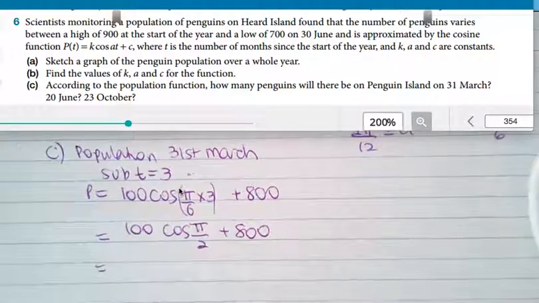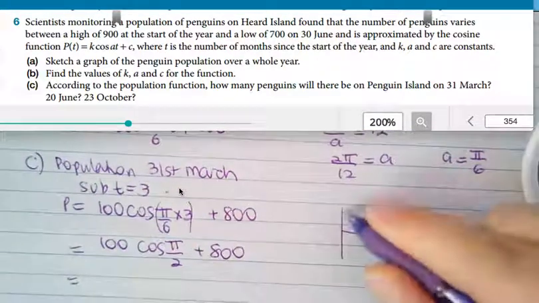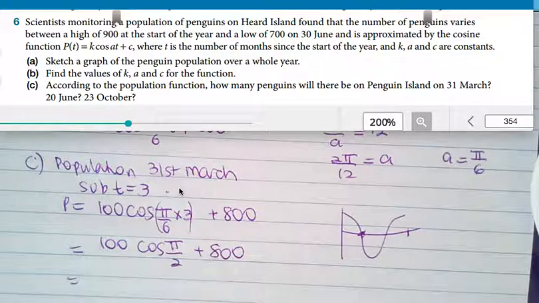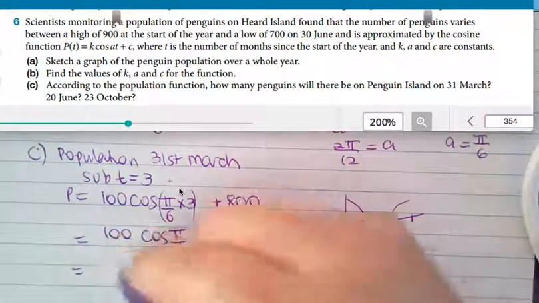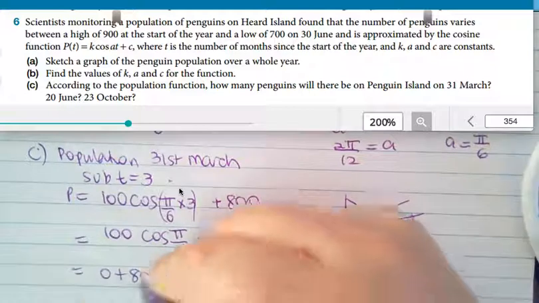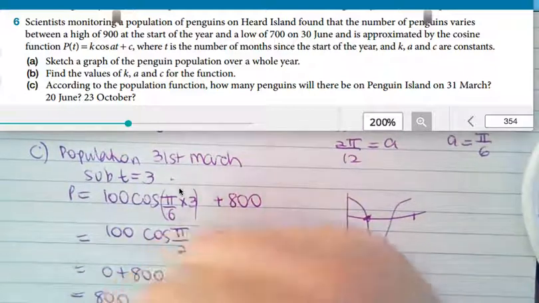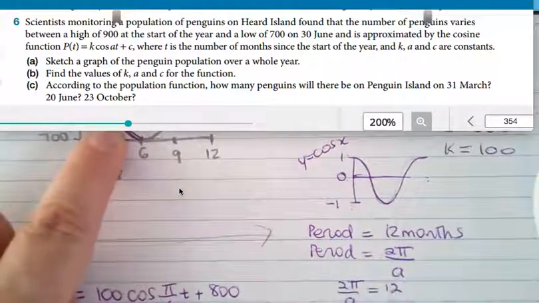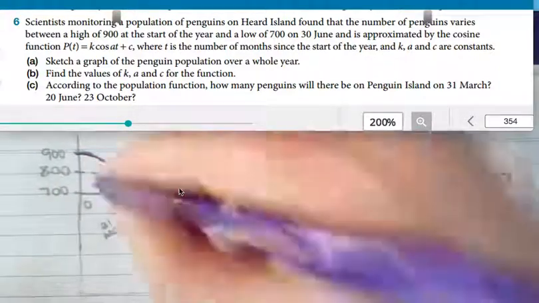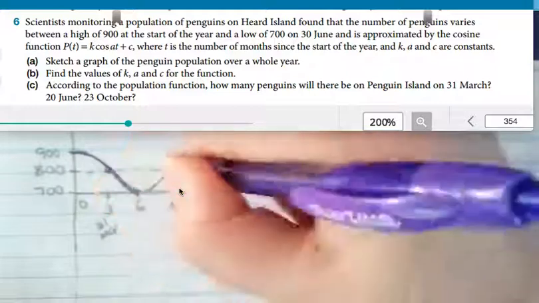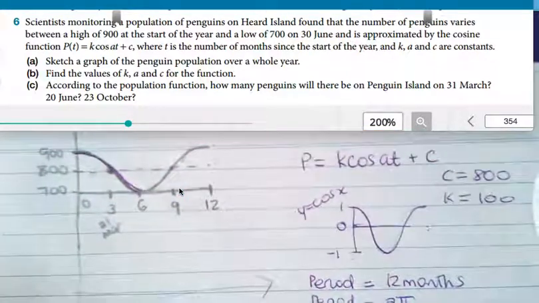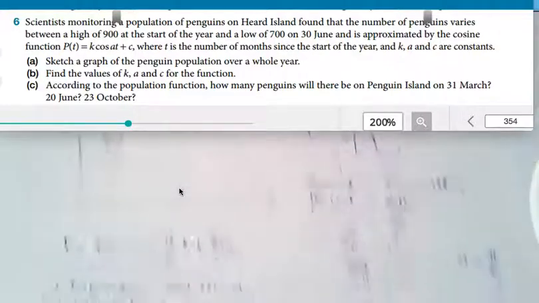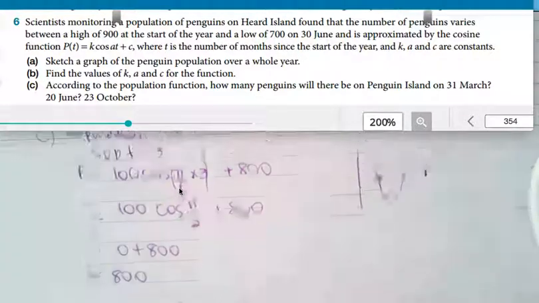Go to your cos curve. Here's the cos curve. What's the cos of pi on 2? It's 0. We know this answer. We already knew that, didn't we? Because we read it off the graph. That's good. It's 800. So the good thing about the graph is if you're sitting on the quarters, never do the working out. Got it? It's 800. We already said that before, but that's doing it mathematically.